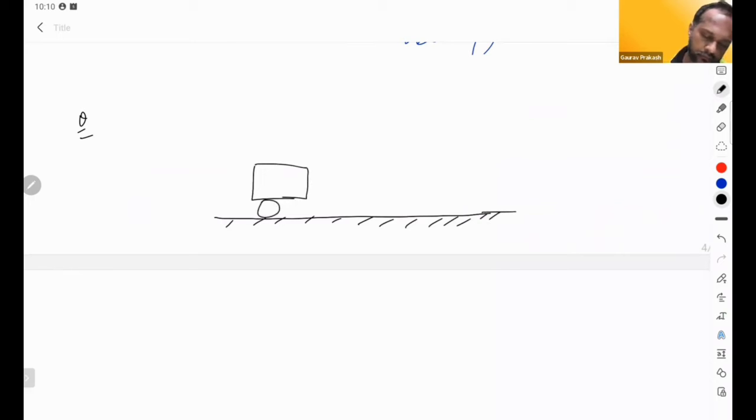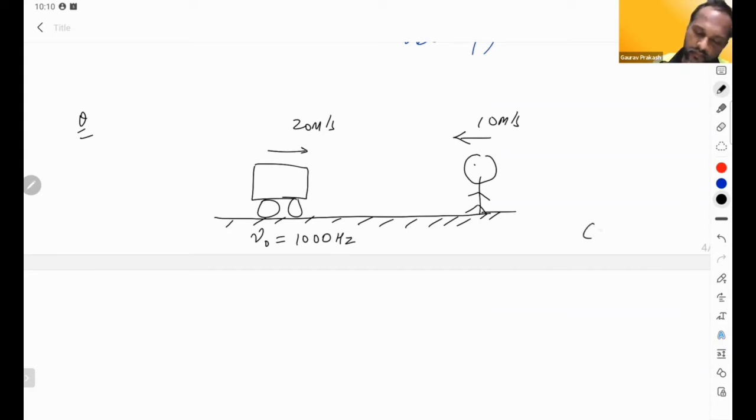So let's take some simple questions. पहले एक simple question लेता हूँ फिर. See, there is a car which is moving with 20 meter per second, and there is a person which is moving in this direction with 10 meter per second. Frequency, original frequency of horn is 1000 hertz. C is given as 330 meter per second. Find apparent frequency.